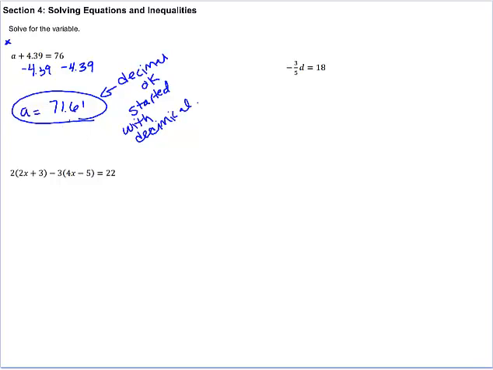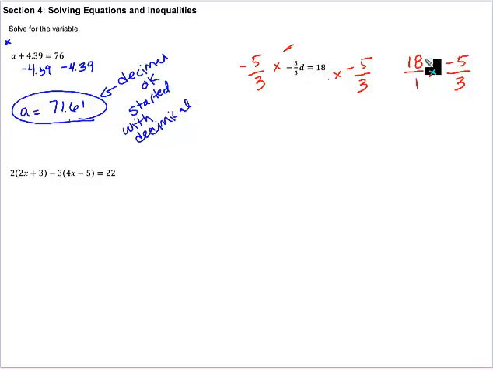Second equation, negative 3/5 d is equal to 18. Two ways: you could divide both sides by negative 3/5, or because this is a fraction, you can multiply it by the reciprocal. I'm going to multiply it by the reciprocal, which is negative 5/3. Now, I can do this very quick in my head because I know my properties of fractions, and I know it's negative 30. Here's why.